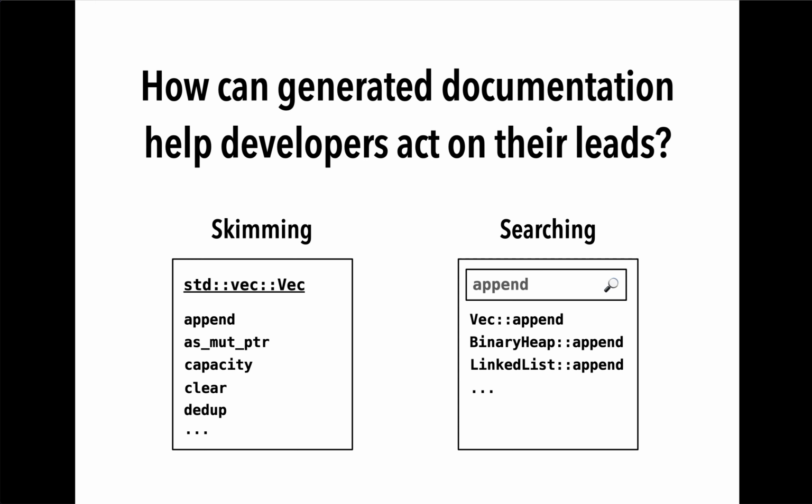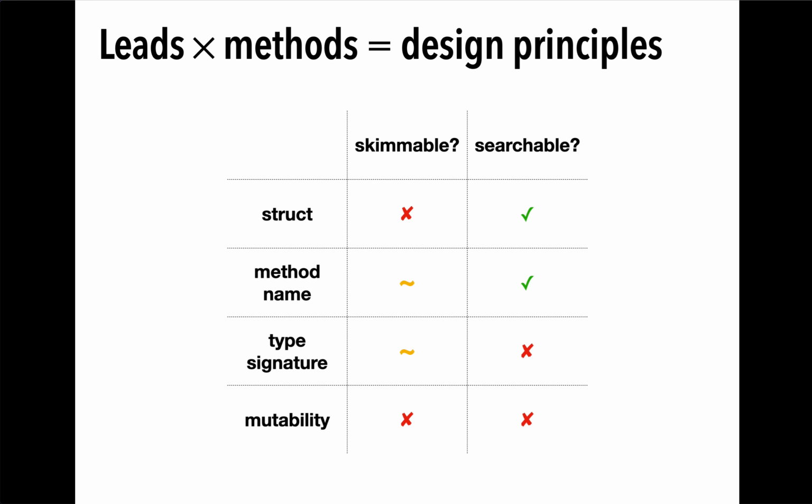Now, the value of this model is that we can combine these methods with leads to suggest a matrix of design principles for documentation. So for example, just looking at Rust docs, I would say it's relatively easy to search for structs and methods. And it's somewhat easy to skim for method names or type signatures, but it's pretty hard to skim for different structs or particular mutabilities. And you can't easily search based on type signatures. So how would we improve this state?